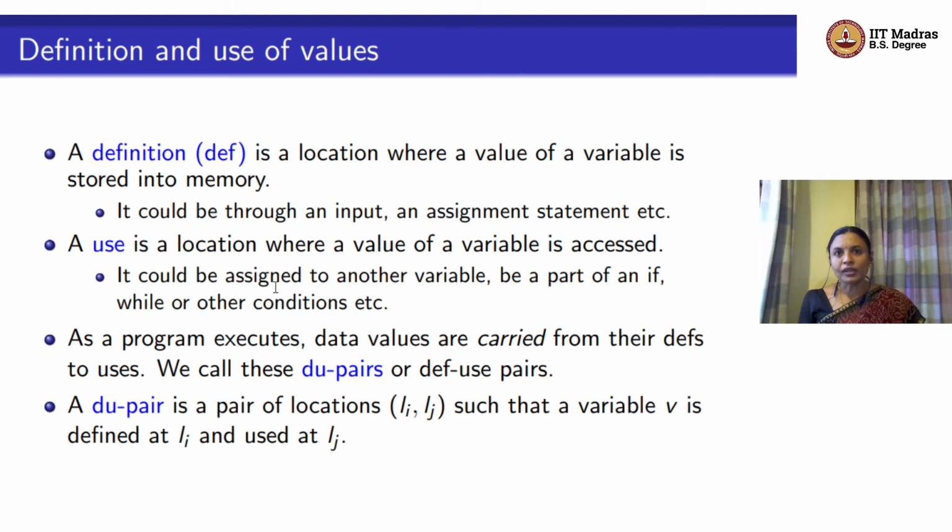As a program executes, every variable's value is carried from its definition to its use. We call this pair a DU pair. So for a variable v, a DU pair is a pair of locations such that the variable is defined at location Li and used at location Lj.